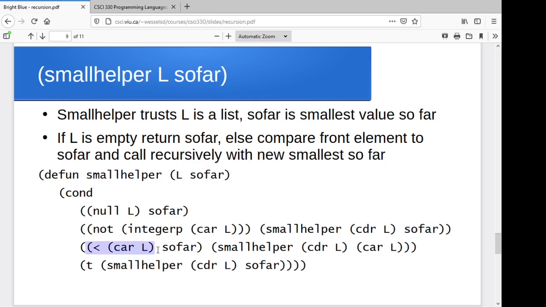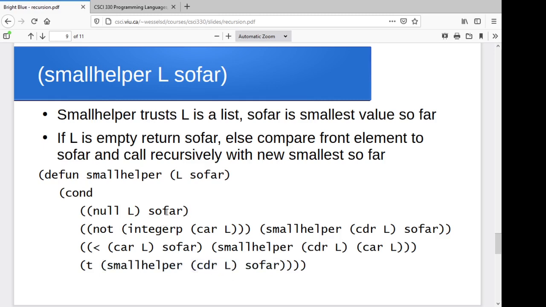If we get past that, then the thing in front is an integer. And so we'll say, okay, well, if the thing in front is smaller than the smallest thing we've seen so far, then the thing in front is our new smallest thing. So we'll make a recursive call and say, okay, well, let's look at the rest of the list and see if what's in there is smaller than the smallest thing so far. And our default will be just to say, okay, the thing in front is bigger than the smallest thing we've seen so far, so let's just see if the smallest thing we've seen so far is smaller than everything else in the list.